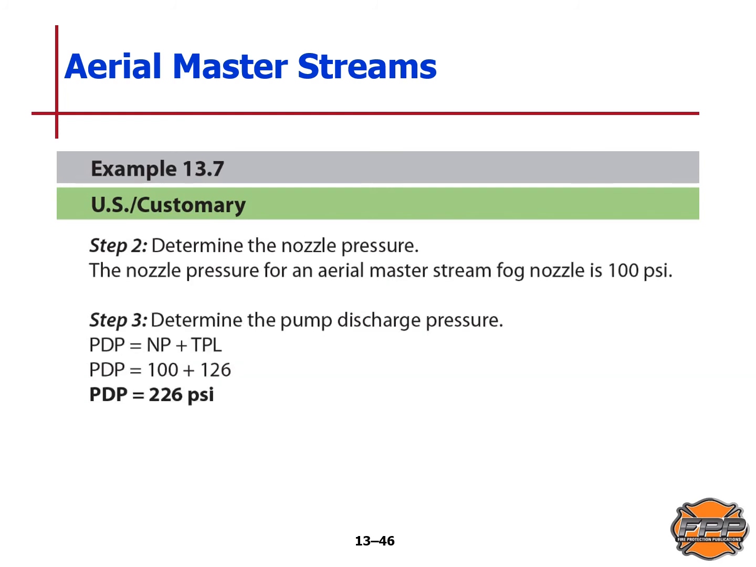Step 2, determine the nozzle pressure. The nozzle pressure for an aerial master stream fog nozzle is 100 psi. Step 3, determine the pump discharge pressure. That's easy. PDP equals nozzle pressure plus total pressure loss. PDP equals, in this case, 100 plus 126. So your PDP, or your pump discharge pressure, is 226 psi.